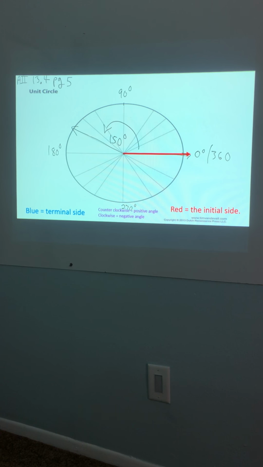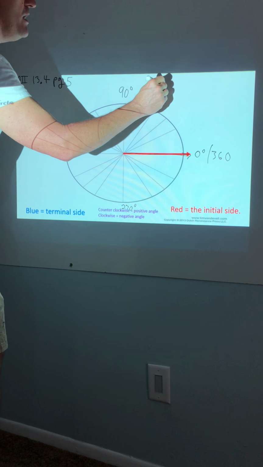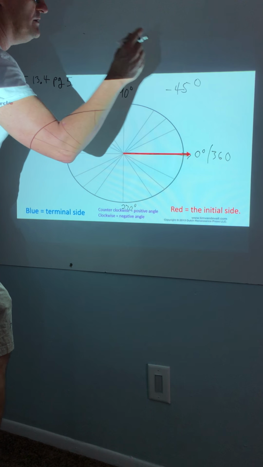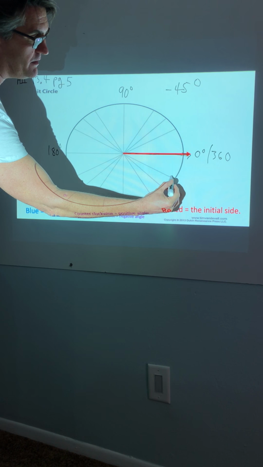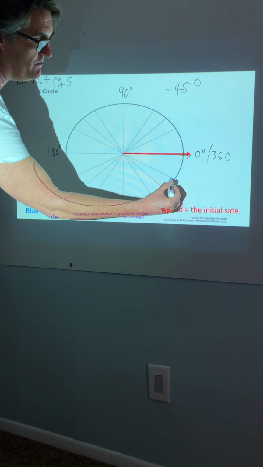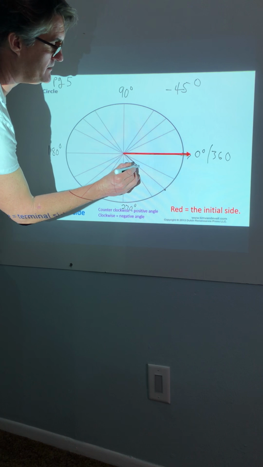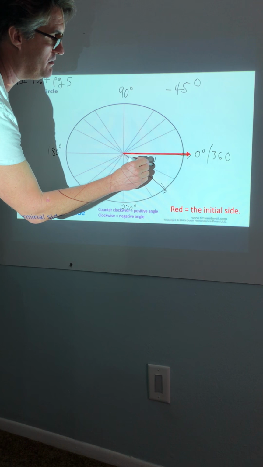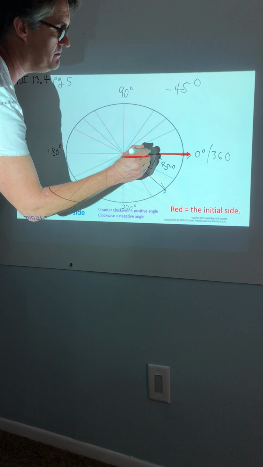All right, let's try another one. Let's say you want negative 45 degrees. You're still going to draw your initial ray right here from 0, 0. If I want negative 45 degrees, I'm going to spin clockwise. Remember, this is negative 30, and then 15 more, so it'll be right here. Then go ahead and connect, draw your clockwise arrow, and this is negative 45 degrees.